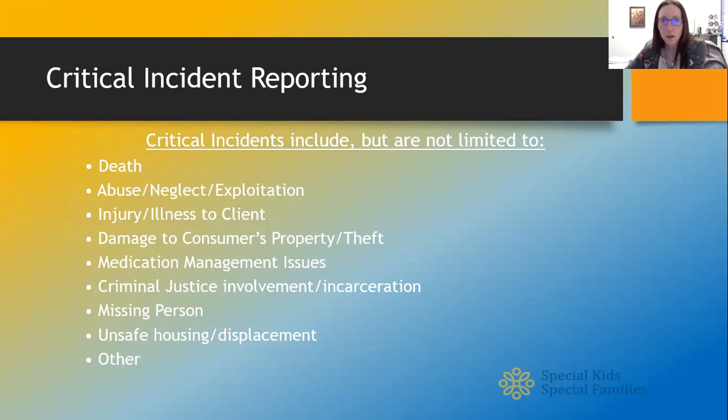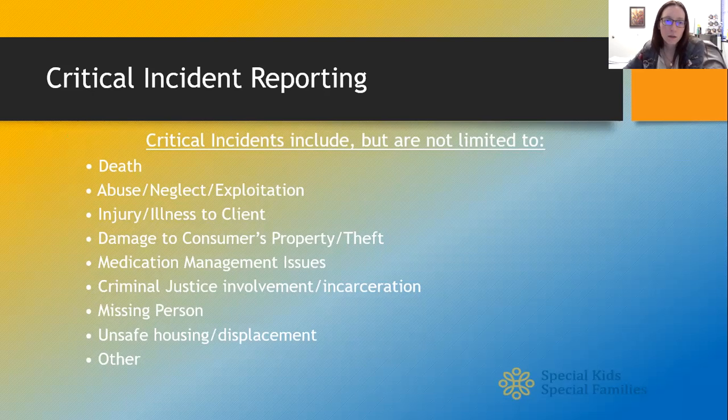If you're not sure, ask the question, because like I had explained before, medication management issues are not always going to be classified as a critical incident report. However, we do have those medication issues that will be critical. Criminal justice involvement or incarceration of a client. Missing person is a critical incident report. Unsafe housing or displacement. And then I have other in there.